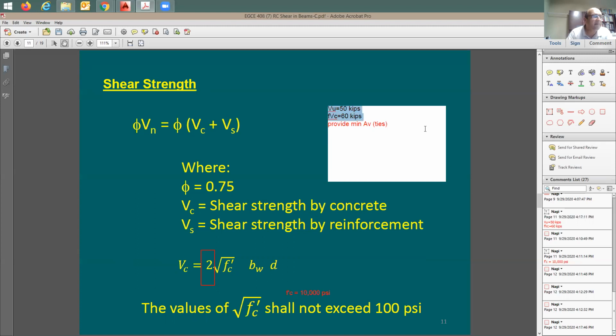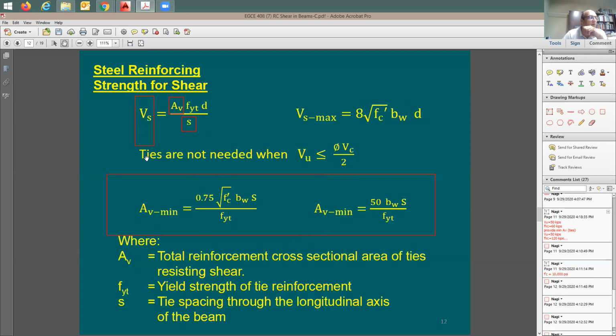Let's have another example. I have Vu is going to be 50 kips. The shear strength of the concrete only is 120 kips. Just a different beam, right? You're going to say now the concrete beam is so strong compared to the shear demand that you have in there. Do I need to provide any ties? We go to the next slide. According to this condition here, it says no ties are needed. You don't really need any ties if Vu is going to be smaller than 1/2 of the concrete strength.